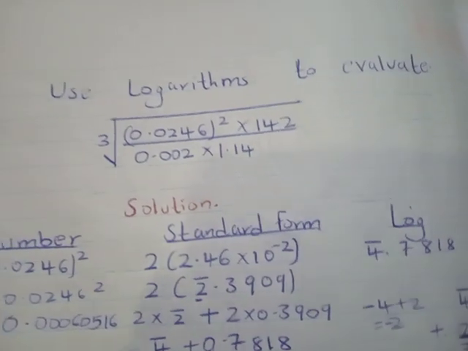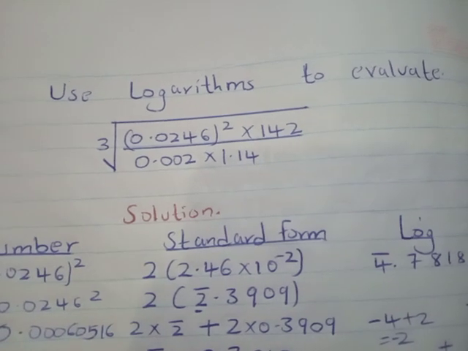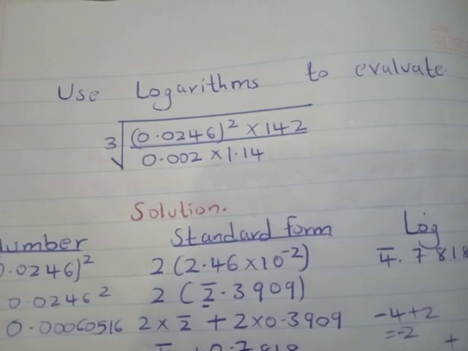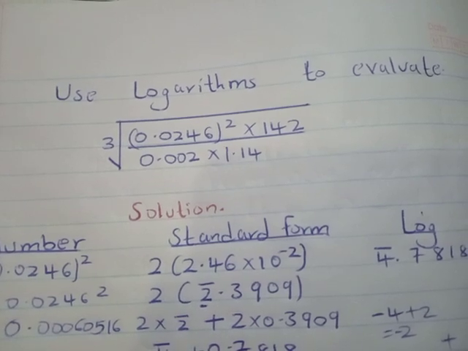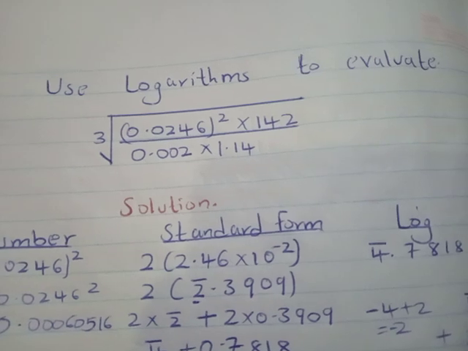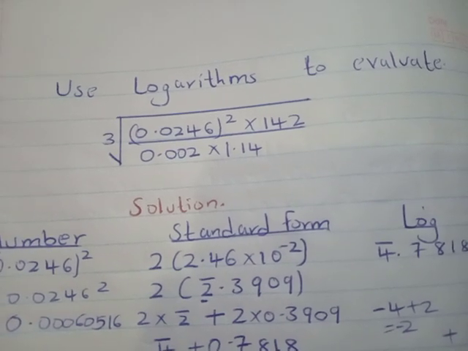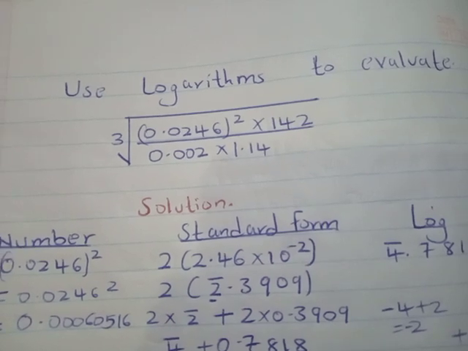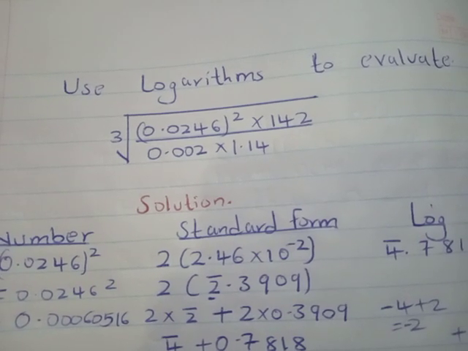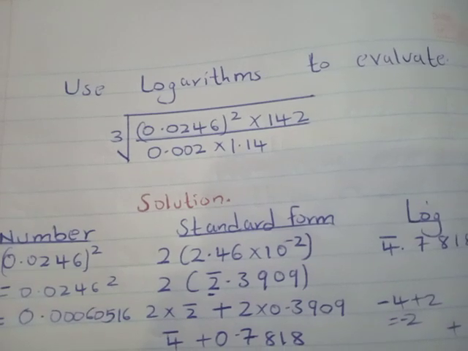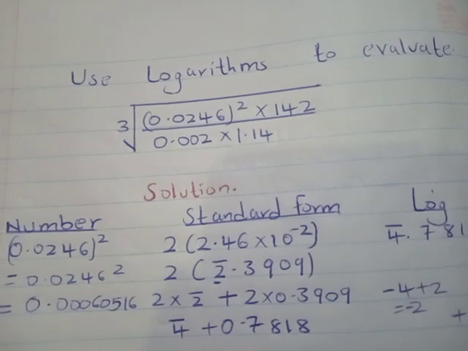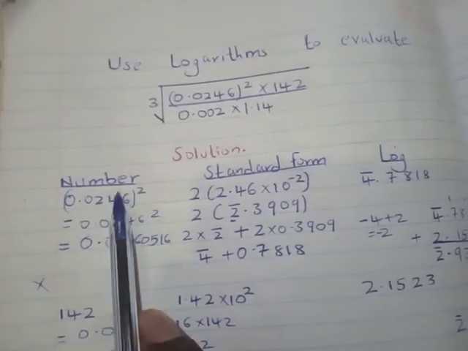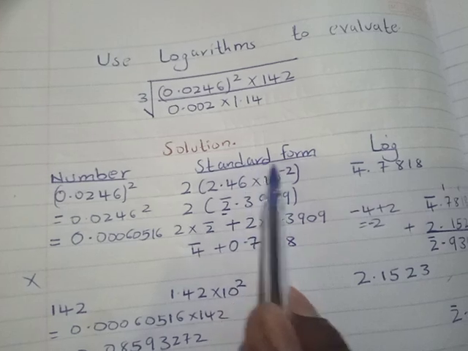Now use logarithms to evaluate the cube root of (0.0246)² multiplied by 142, all over, or divided by, 0.002 times 1.14. Now the first thing that you're going to do in our solution, you write number, standard form, and log. Number, standard form, and log.